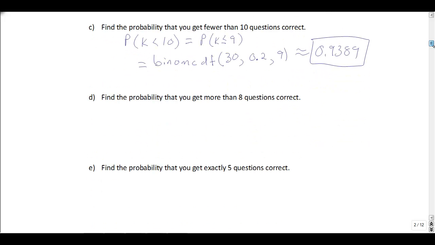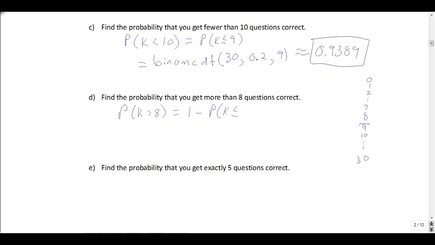Okay, now here's the question. Find the probability you get more than 8 questions correct. So this is the probability k is greater than 8. Now this is going to be 1 minus the probability that k is less than or equal to something. And a lot of times I like to draw a little bit of a picture. So I have 0, 1, 2, up to, let's say, 7, 8, 9, 10 successes, and then that would go up to 30. So I want to find the probability that I get more than 8 correct. So that's going to go 9.